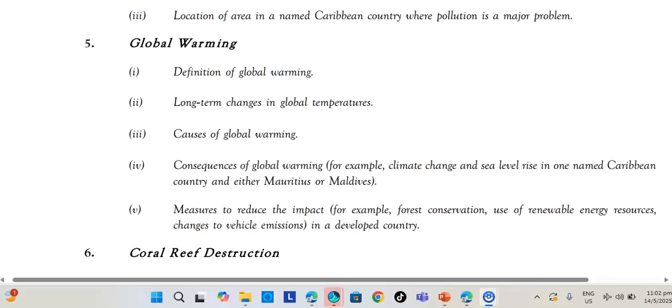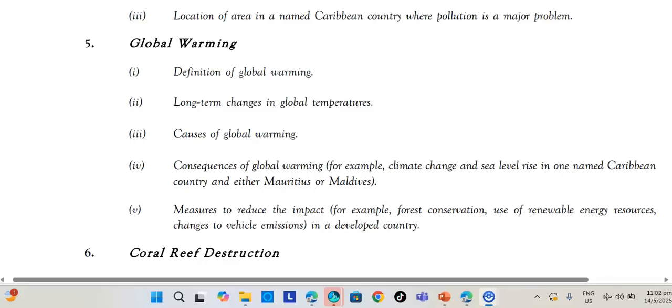Long-term changes in global temperatures. Over the past 100 years, global temperatures have risen steadily. The last few decades have been the hottest on record. Scientists expect temperatures to keep rising unless we take serious action to curtail global warming.